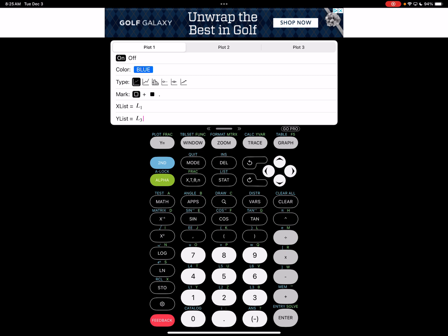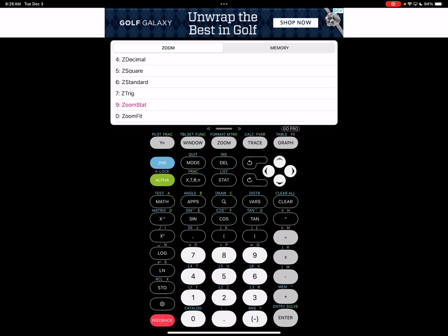And then, how did we look at our scatter plot a while ago? We did zoom 9. Because look, zoom 9 says what? Stat. It's the statistics graph, so zoom stat. Okay, so that's why we do zoom 9. Hit enter.